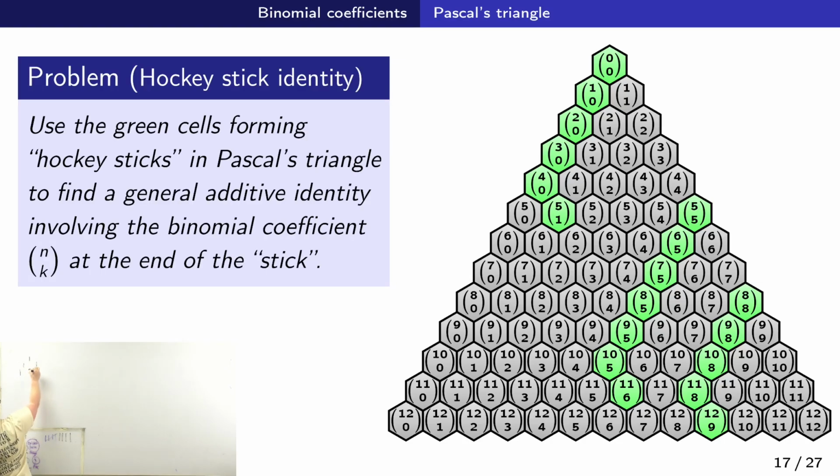Okay, wait, do it with me. 1, 3, 3, 1. 1, 4, 6, 4, 1. 1, 5, 10, 10, 5, 1. One more. 1, 6, 15, 20, 15, 6, 1. That looks like a big long number. Okay, let's find a hockey stick with a different color.